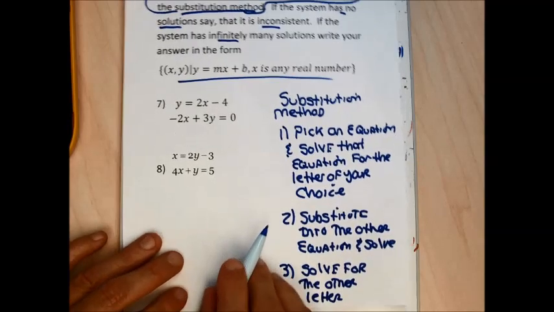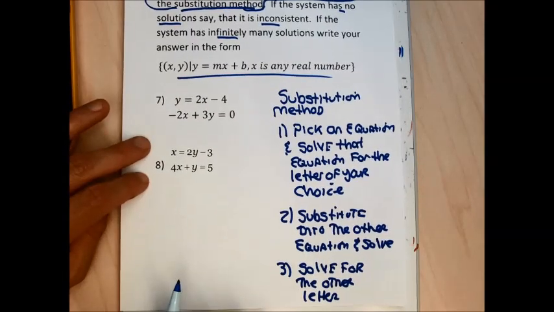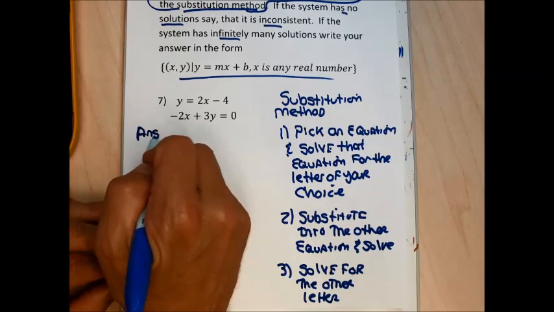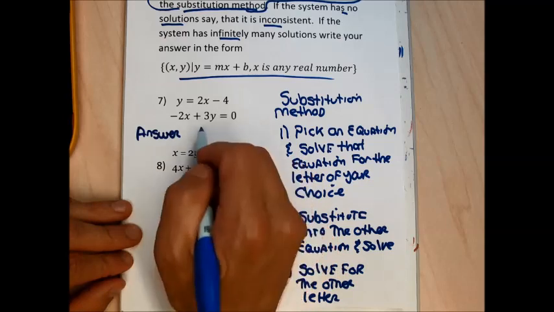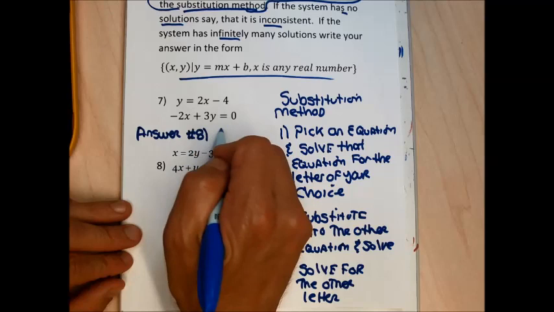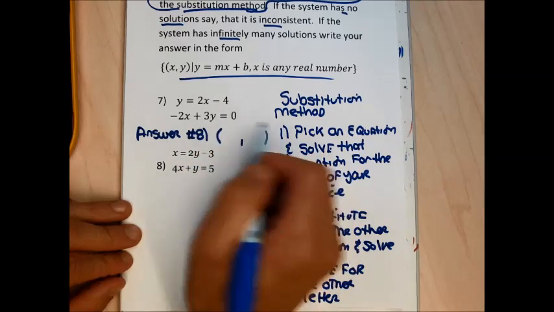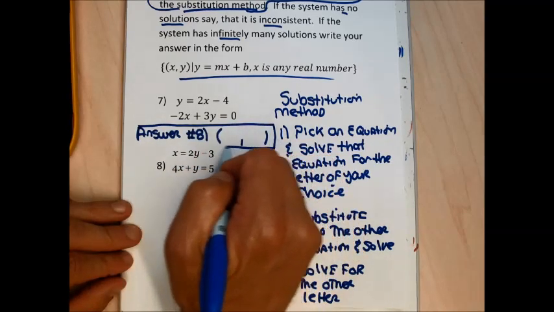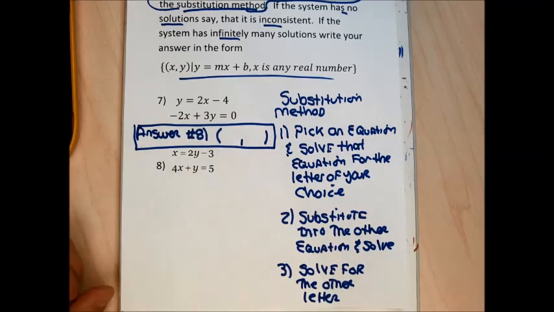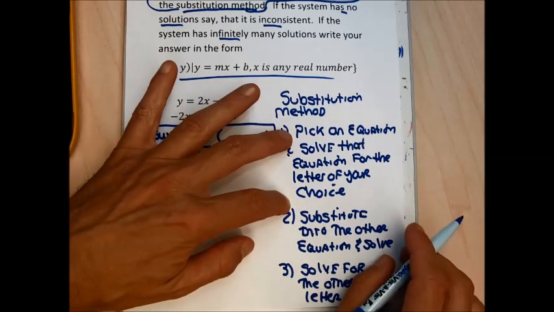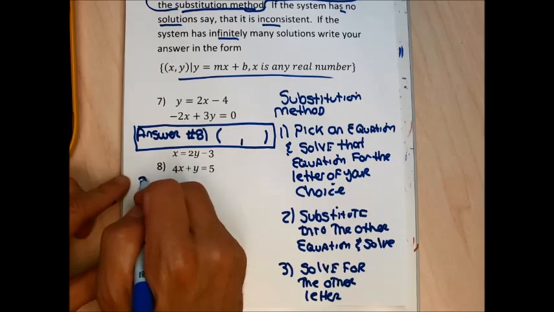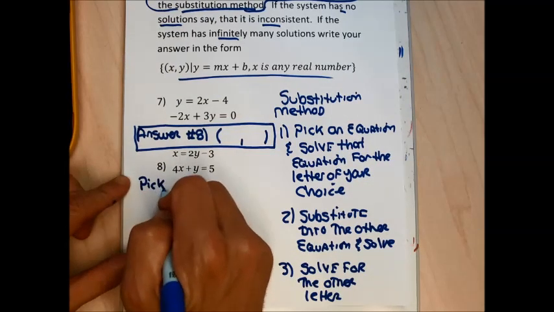And then third, I need to solve for the other letter. So for this problem 8, my answer is going to be a value for x and a value for y where these 2 lines intersect. So I'm expecting it to be inside of parentheses a number that represents the x coordinate of where the 2 lines intersect, and then a number that represents the y coordinate where the 2 lines intersect. For my first step, I'm going to pick an equation and solve it for the letter of my choice. I'm going to pick the top equation and solve it for x because that's already done.